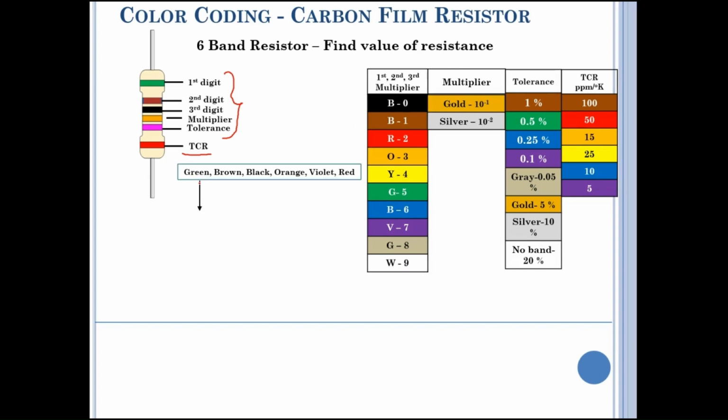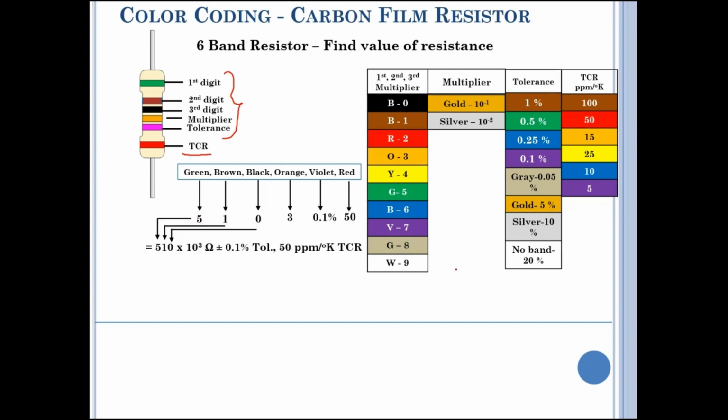Now let us try. Green means 5, brown 1, black 0, orange 3, violet 0.1%, okay, and red is a 50 TCR. The value becomes this. How? First color code kept as first digit, second as such, third as such, and fourth is nothing but a multiplier you can see. So that is 10 to the power 3. Here it is a color code, and then plus minus tolerance is written, and then 50 ppm per degree Kelvin.